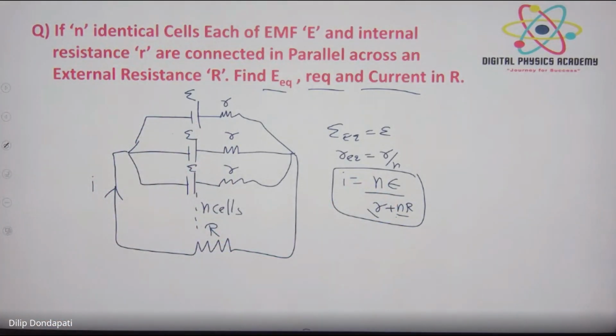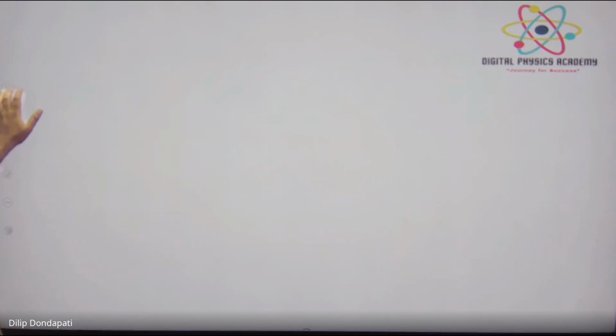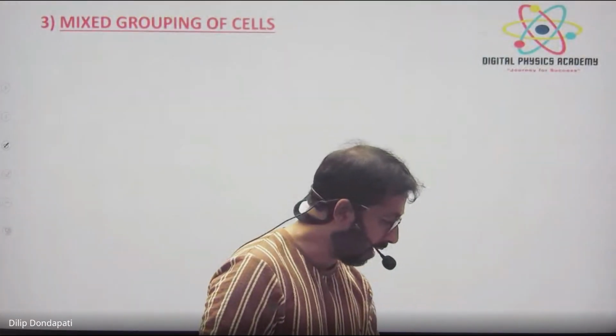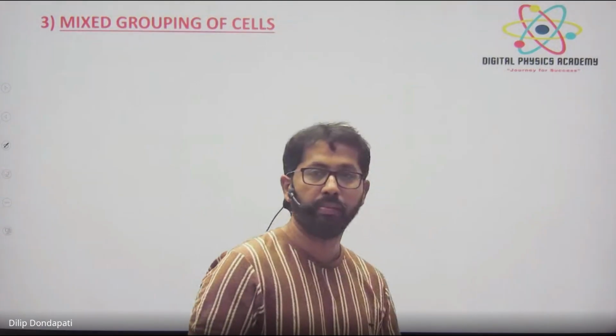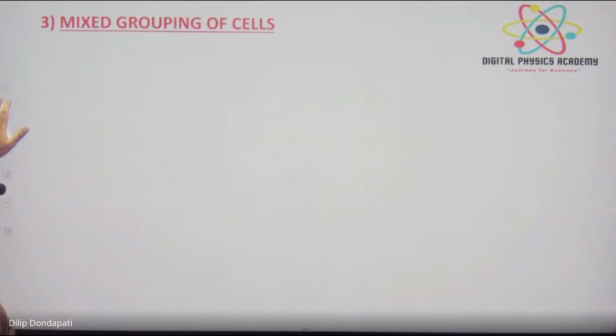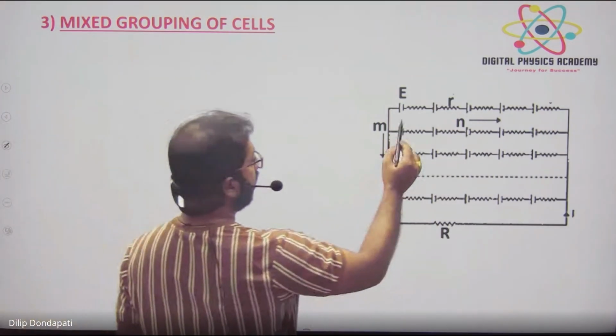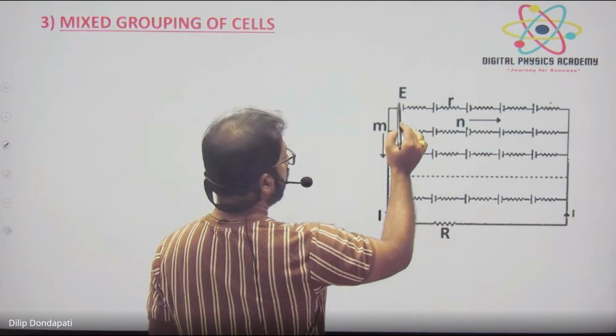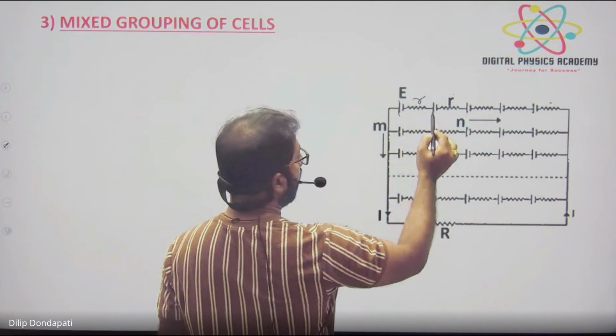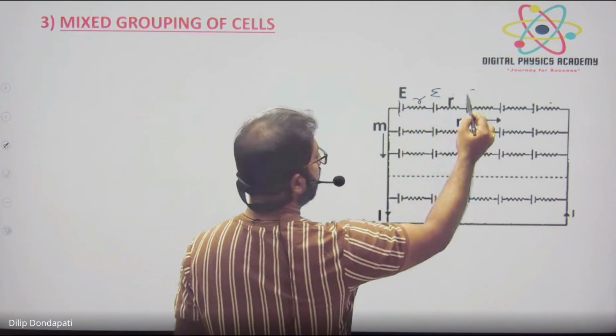Understood? Now, mixed grouping of cells. Now we will solve a good question on series-parallel mixed grouping of cells. This is a series grouping of cells inside a mixed grouping. Look, here is the positive terminal, negative terminal, resistance R. Again one more EMF E, R, EMF E, R.